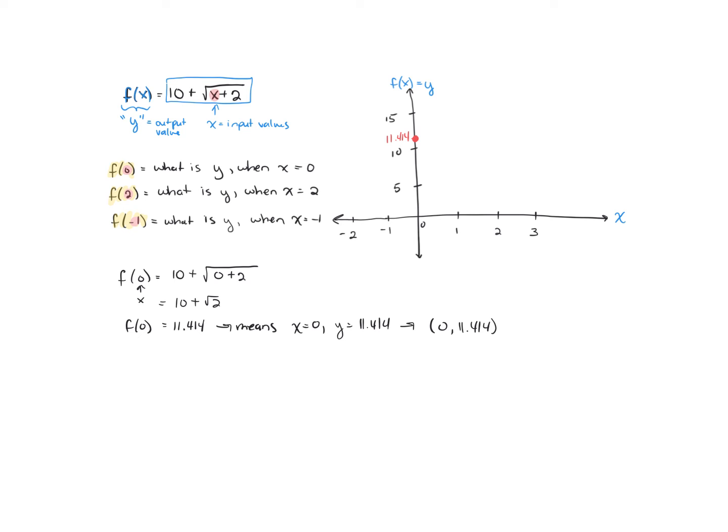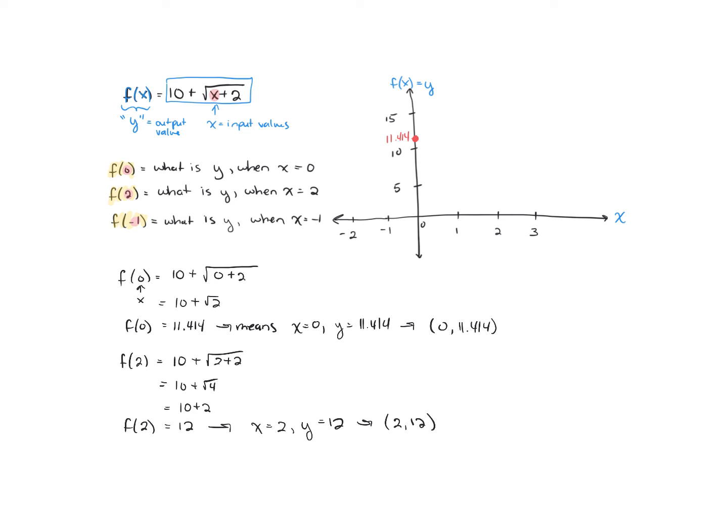Now let's evaluate f of 2. Same thing, f of 2 is 10 plus the square root of 2 plus 2. The square root of 2 plus 2 is the square root of 4, and the square root of 4 is 2. So that's 10 plus 2, which is 12. So f of 2 is 12. That's the same thing as saying when x is 2, y is 12, or we can write it as the ordered pair 2, 12.